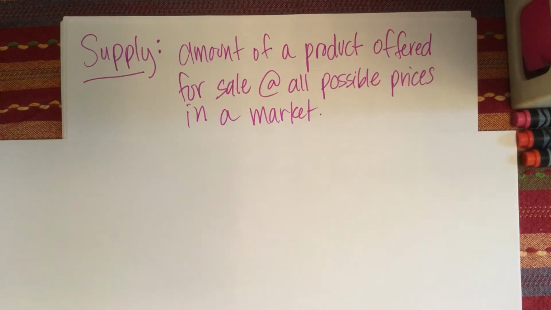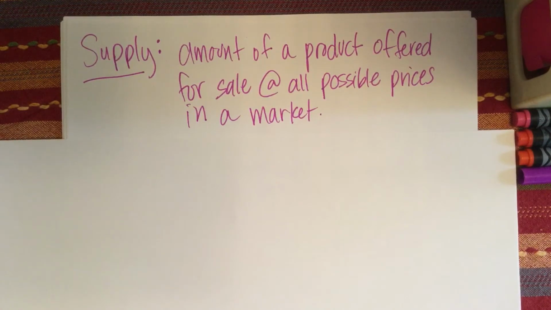To start off though, supply is the second side of the market. We talked about markets being any place where buyers and sellers come together to exchange goods and services. And the buyer side, that's the demand side that we covered last week. We want to focus this week on the supply side. What is being put up for sale? What is being offered up for sale at each and every price? So the definition of supply is the amount of a product that's offered for sale at all possible prices that will prevail in the market.